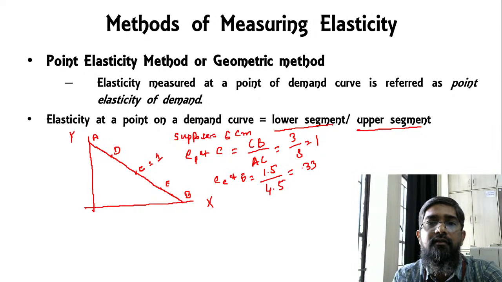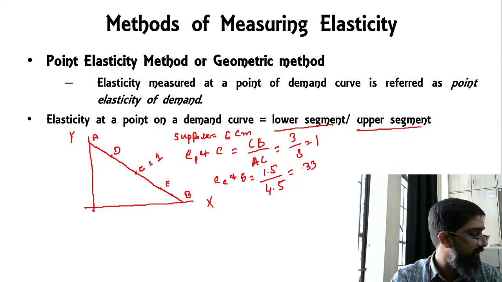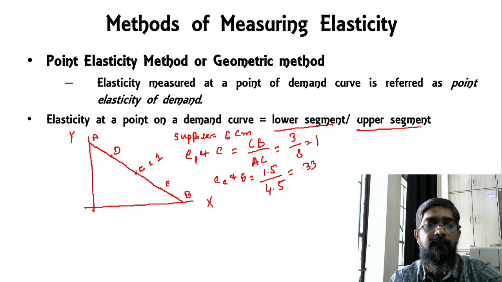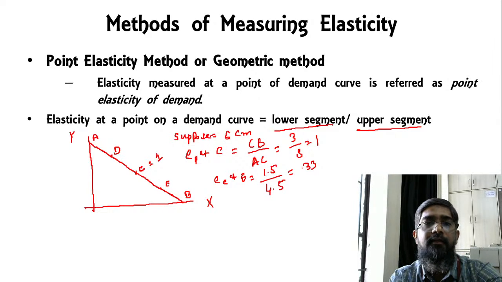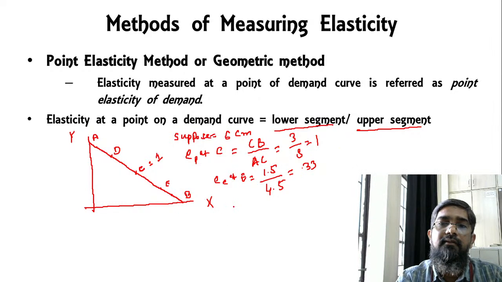Please check, students, what you are measuring. Just check it at point E, what will be 1.5 divided by 4.5? How much are you getting? It should be 0.33 only. Please check it. Anybody? Just verify it.